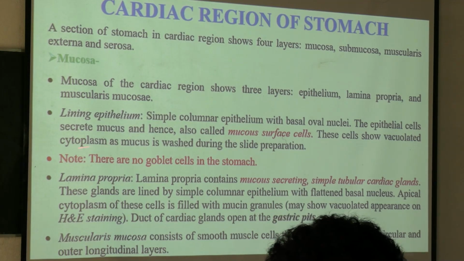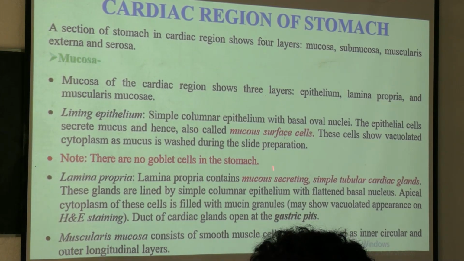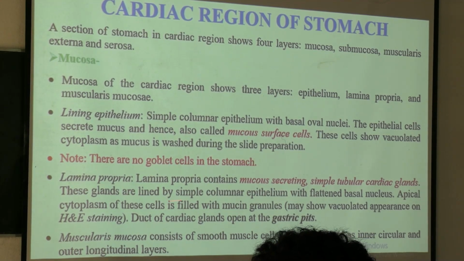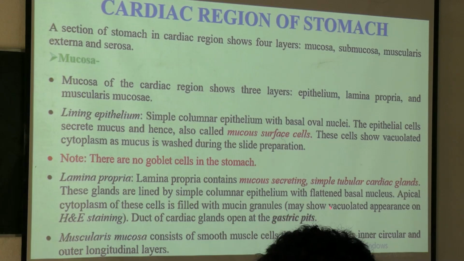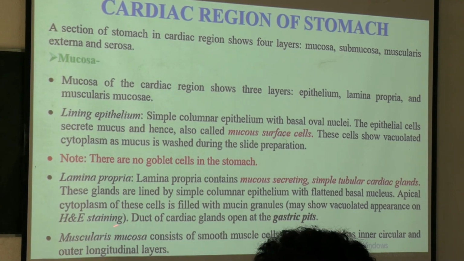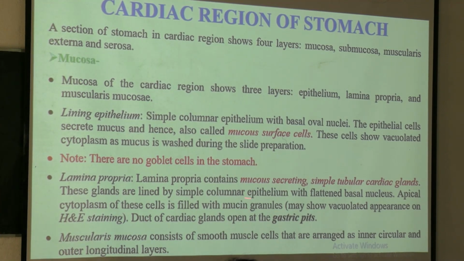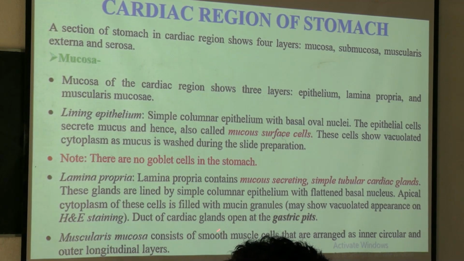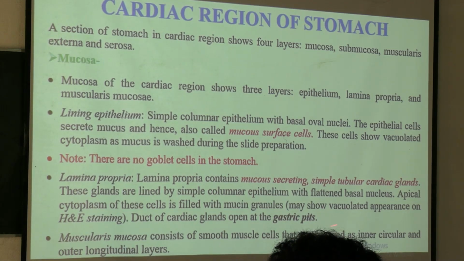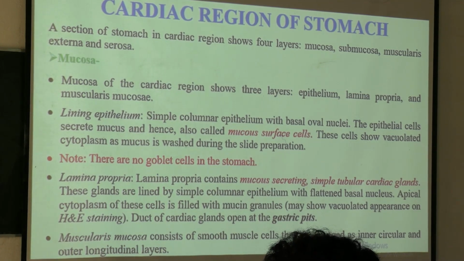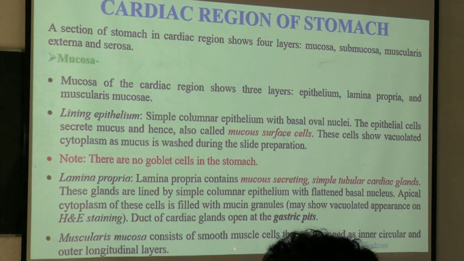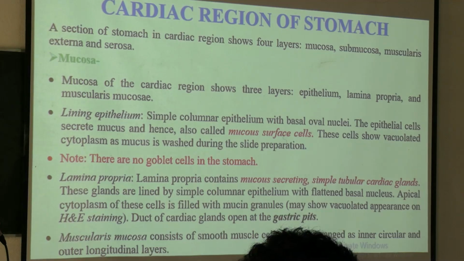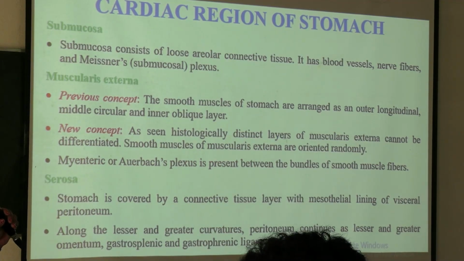Next, there will be the lamina propria. Lamina propria contains mucus-secreting simple tubular cardiac glands. Okay, and these glands are lined by simple columnar epithelium with flattened basal nuclei. Apical cytoplasm of these cells is filled with mucin granules and may show a vacuolated appearance on HE staining. Ducts of cardiac glands open at the gastric pits. Okay, you have seen already. Next is the muscularis mucosa. It consists of smooth muscle cells arranged in inner circular and outer longitudinal layers. Okay, a thin layer, but two layers are present.